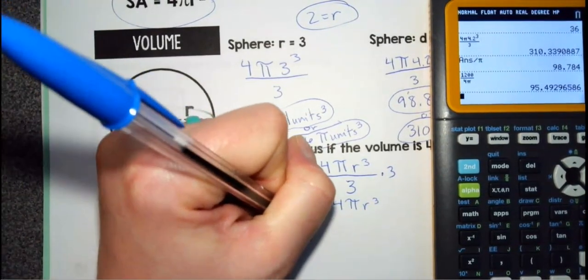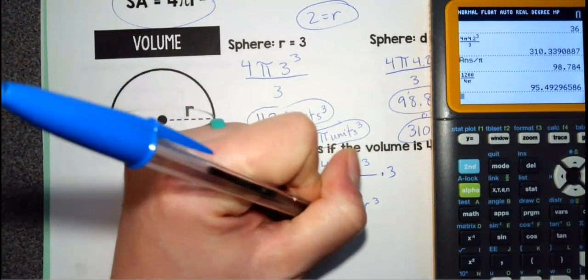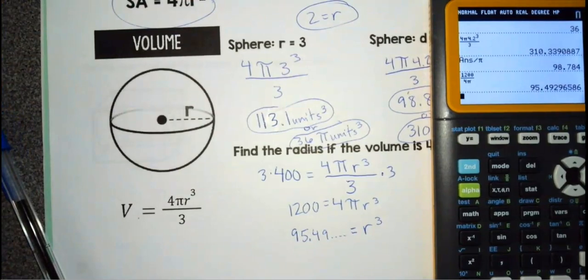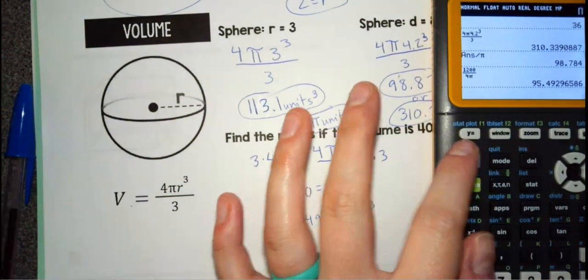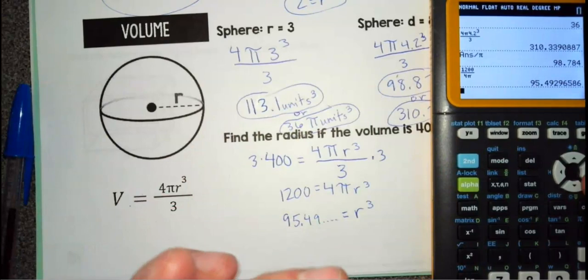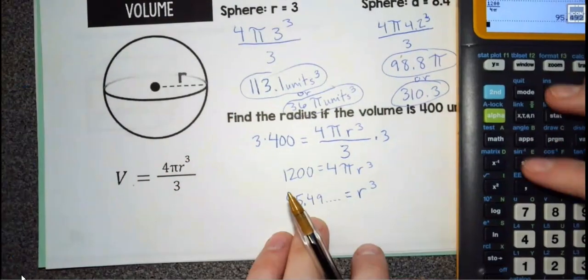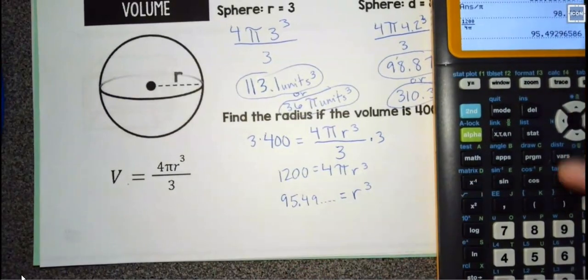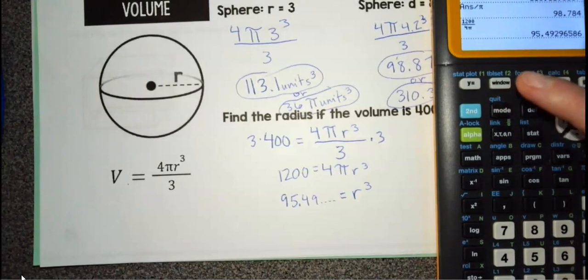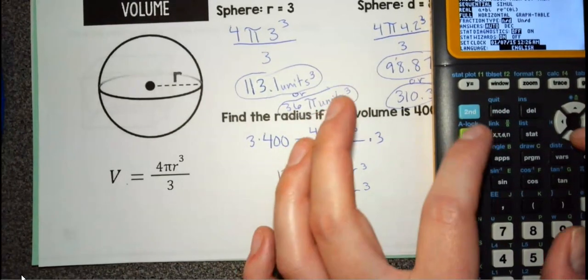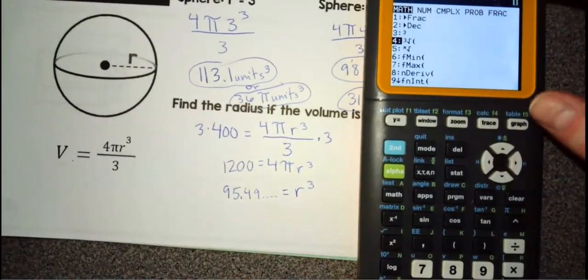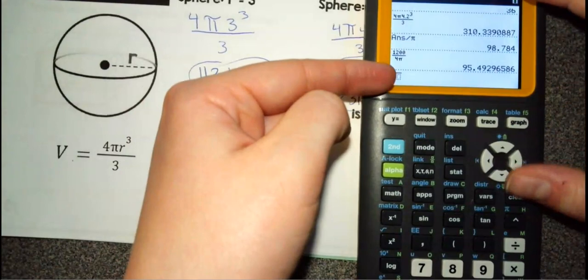I'm not going to round it yet. So 95.49, and then it just is going to go on. And that's r cubed there. So how do you take the cubed root? All right, how do you take the cubed root? Oh, I forgot. Maybe it's in math. Maybe it's somewhere else. Okay. Click on the math button. And that's the cubed root.